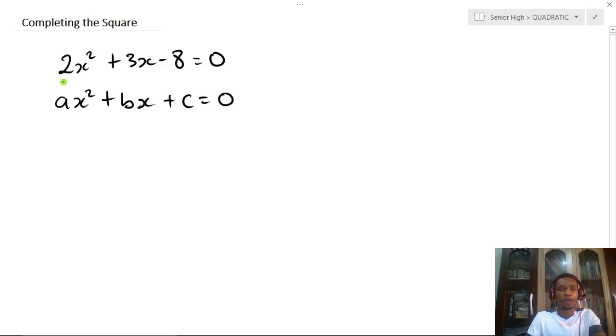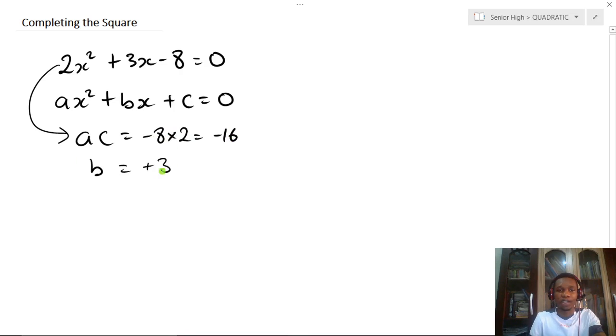Now, if we're working with factorization to solve this question, first of all we need to find what our AC is. Our AC will be minus 8 times 2, which is equal to minus 16. Our B is equal to plus 3, right? So we know what we do. We usually find two values that when we add them, we get B, and when we multiply them, we get AC, right? Now, pause and think of these two values.